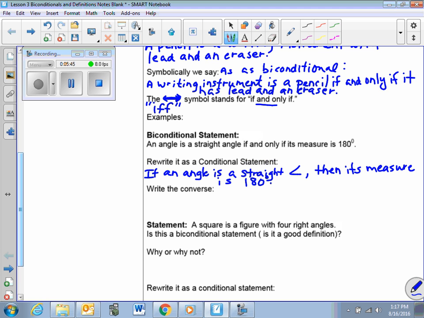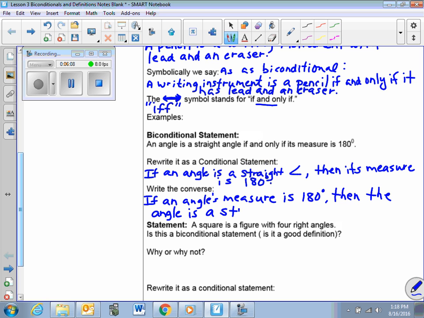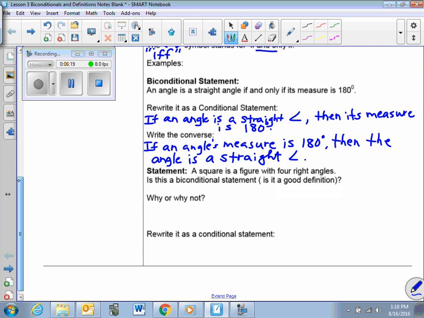Well, let's switch the hypothesis and conclusion. If an angle's measure is 180 degrees, then the angle is a straight angle. That's true, right? Of course that's true. So the conditional is true, the converse is true, therefore we can write it as a biconditional statement. All right, why don't you try this one? Pause right here, come back and see.